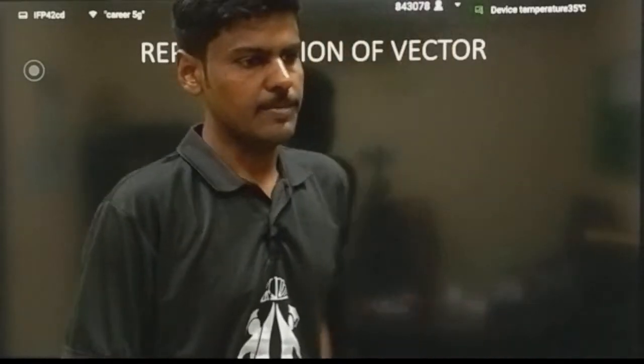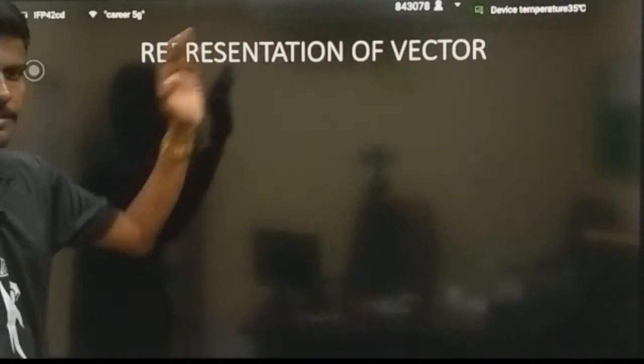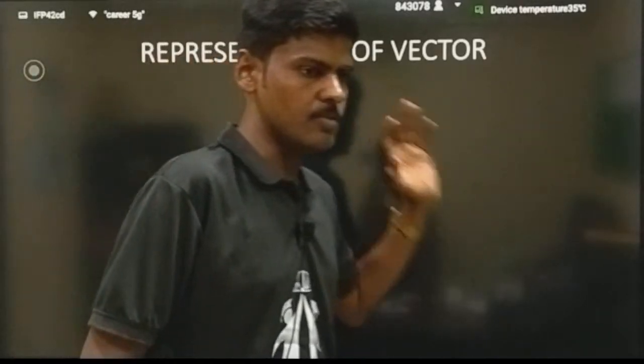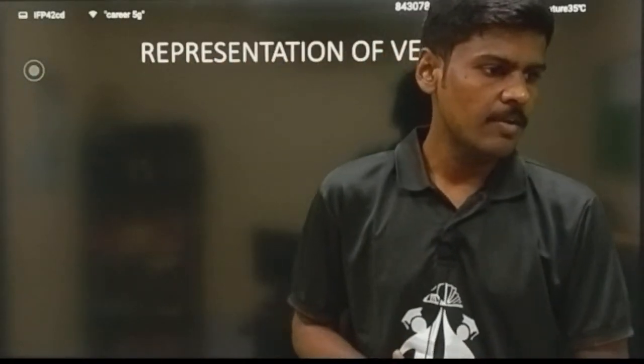Okay, so this is about torque and moment. Now, representation of vector. What is a vector and how do we represent a vector? We already know what a vector is. Now see how to represent a vector.